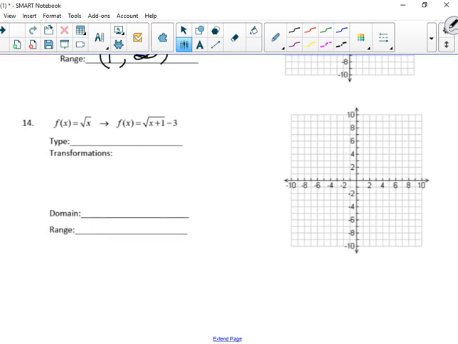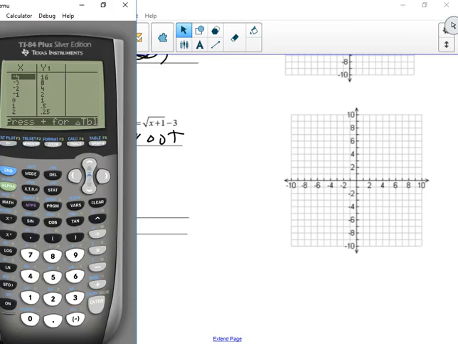Square root of x. Okay? So that's literally just a square root function. What does square root look like? I've talked about that for y equals, clear it out, second square root x.